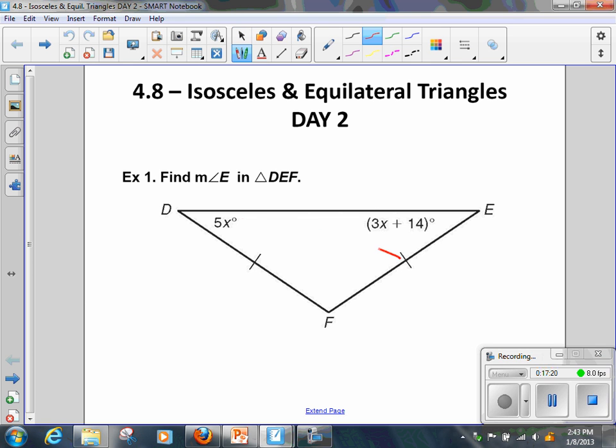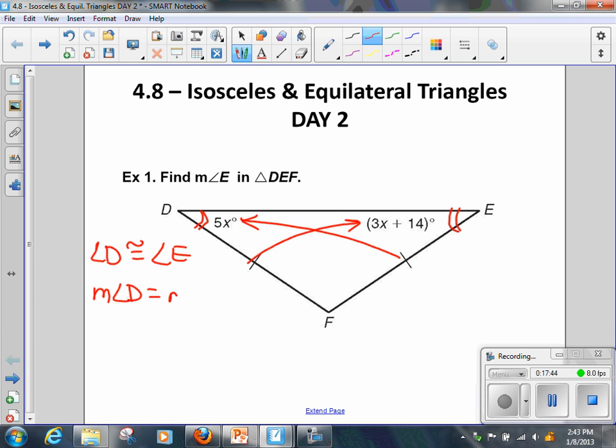Base angles theorem says that if those two sides are congruent, then these two angles are congruent. Do you guys agree with that? You better write this down. This is all we're going to be doing all semester long. Angle D is equal or congruent to angle E, yes? What definition says that I can change congruence to equality?